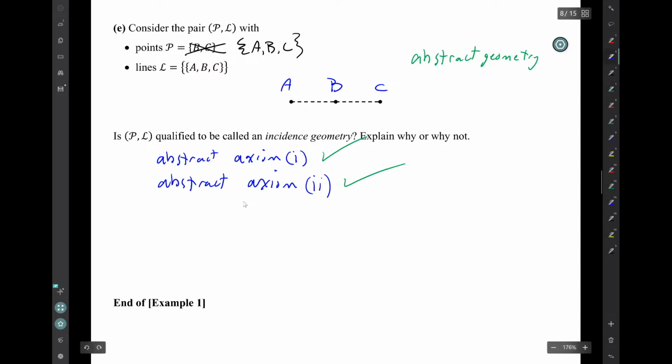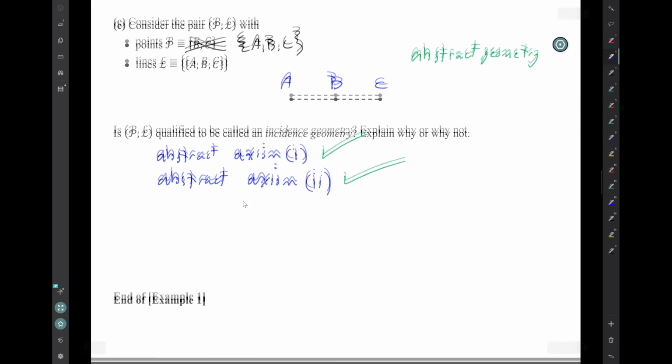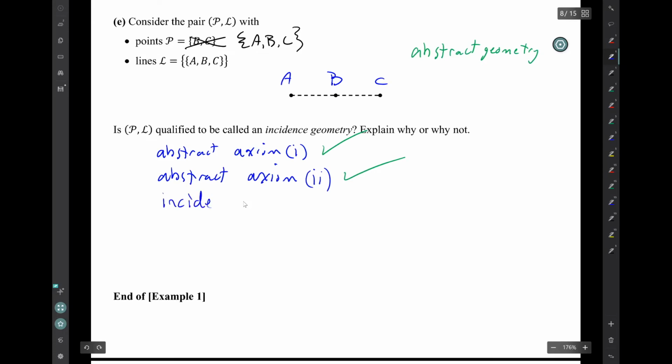Now let's see about incidence geometry and the axioms that are required to be qualified to be called an incidence geometry. How about incidence axiom 1? Every pair of points has exactly one line that they both lie on. That pair, every pair of points has exactly one line they both lie on. So we've passed incidence axiom 1.